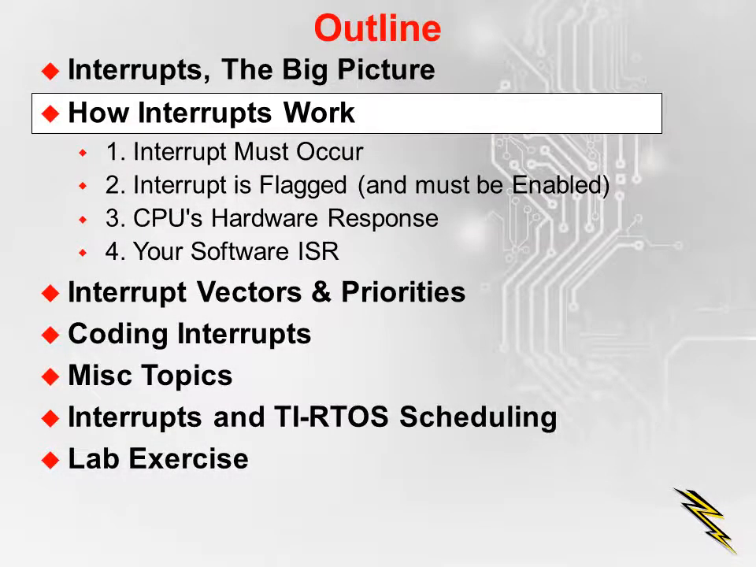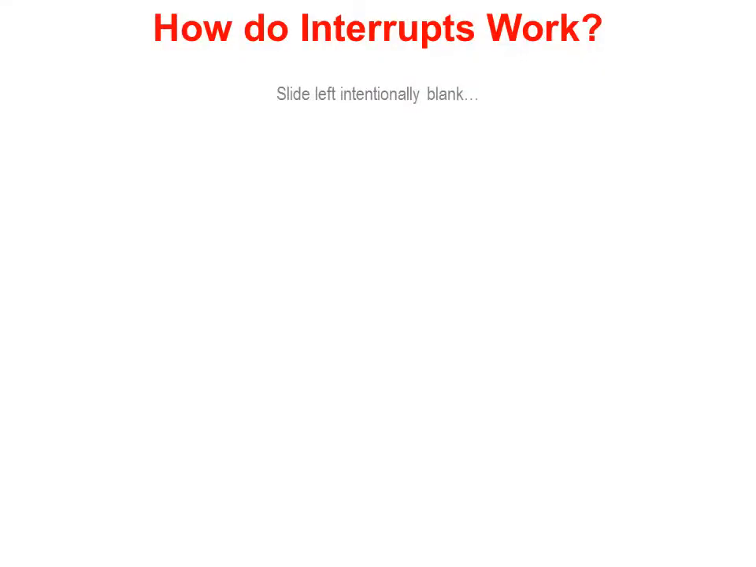Now that we've looked at interrupts from a high level, let's look at how they actually work. Now that we have a rough understanding of what interrupts are used for in our system, let's discuss the mechanics needed to make them work. At this point, if you want a little challenge, pause the video recording and see if you can think of the 4 things that are required in order to get interrupts working.